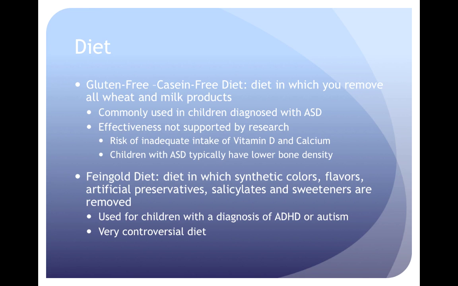Some diets that are typically used in CAM include the gluten-free, casein-free diet, which is a diet in which you remove all wheat and milk products. It is commonly used in children diagnosed with ASD. Its effectiveness is not supported by research. There's a risk of inadequate intake of vitamin D and calcium, and children with ASD typically have lower bone density, which is why this type of diet is not recommended. Some suggest that the use of dietary restrictions and changes could treat the symptoms of some developmental disabilities, such as ADHD and ASD.